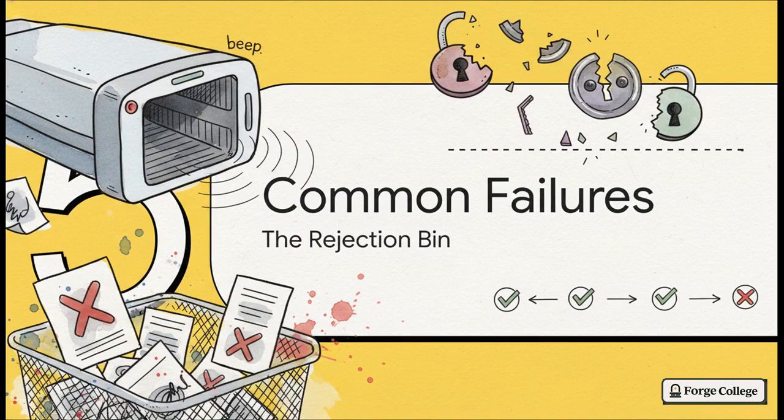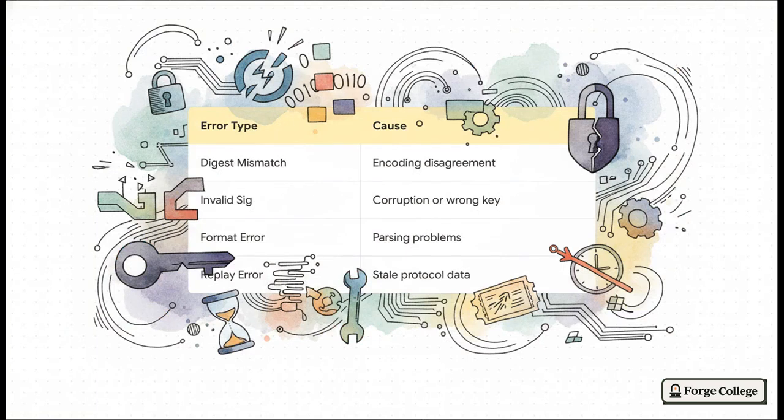Which brings us to Section 5, common failure modes. Let's inspect the rejection bin. Look, if our security scanner goes beep and rejects the signature, don't panic. It happens to the best of us. Those opaque error codes actually translate into easily fixable problems. Got a digest mismatch? Well, you've got an encoding issue. Invalid signature? Your keys are wrong or the data got corrupted. A format error simply means parsing problems. And a replay error? That means your math is actually perfect, but your ticket is just expired. Honestly, knowing how to read these will save you hours of aimless, tear-filled debugging.